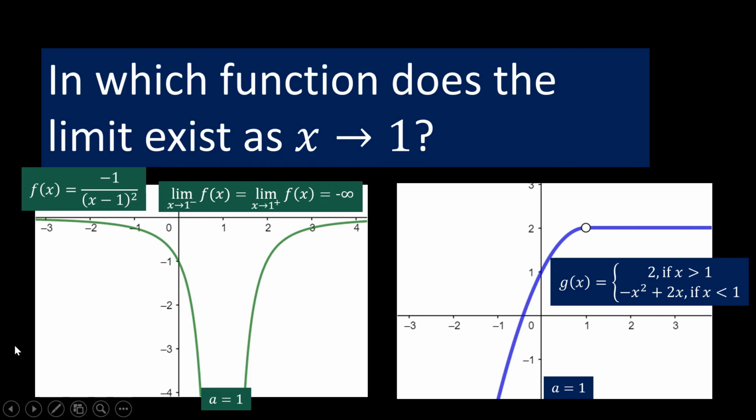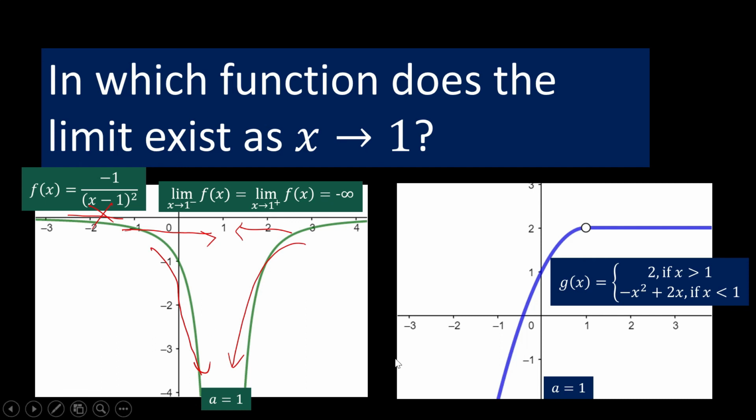Here, in our rational function, as x approaches 1 from the left, your function approaches negative infinity. When x approaches 1 from the right, your function approaches negative infinity. So your one-sided limits point towards the same direction. But negative infinity is not a real number. And so our conclusion here is the limit of this function does not exist as x approaches 1.